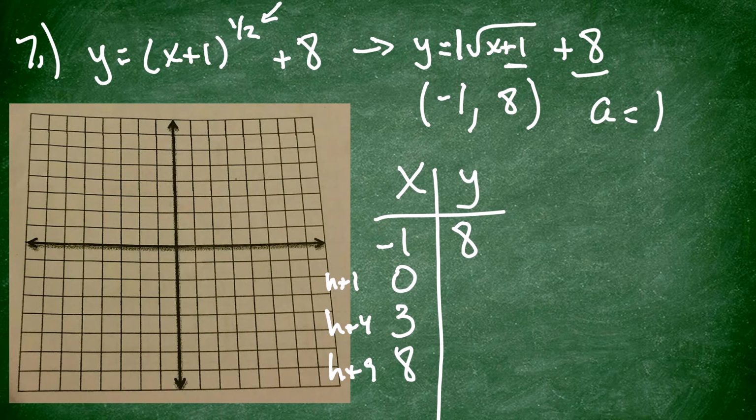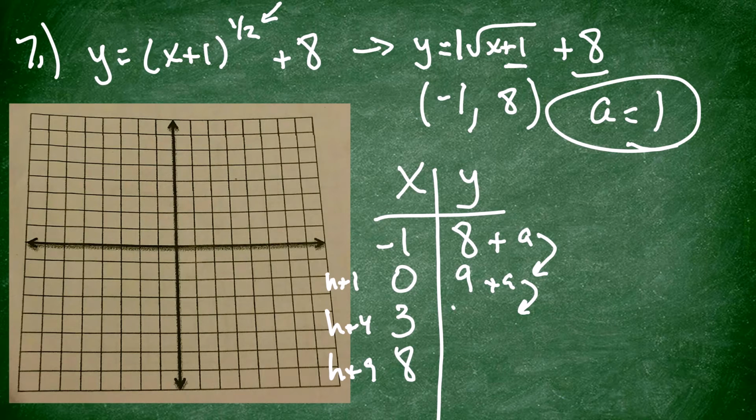Now, I can plug it in if I want, but I'm going to use the a trick. So I'm going to do plus a to get my next level. 8 plus 1 is 9. Then I add a to get my next level. 9 plus 1 is 10. Then I add a again to get my next level. Alright, so I have negative 1, 8, 9, 0, 9, 10, 3, 10, and then 8, 11.